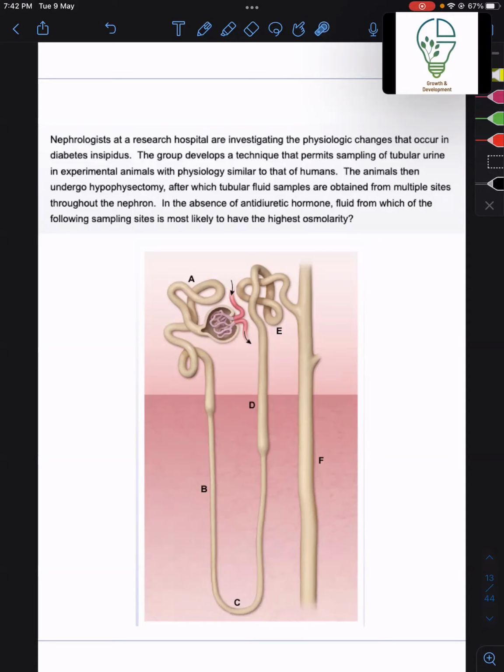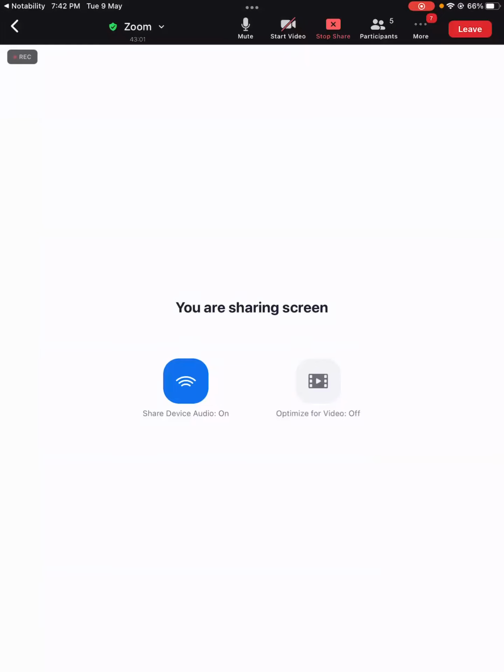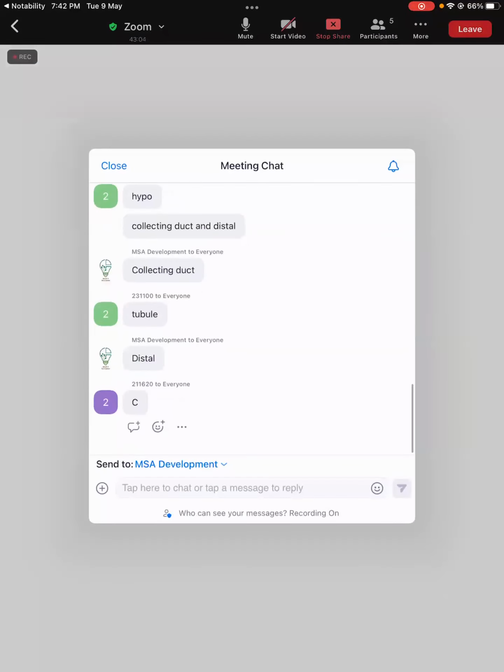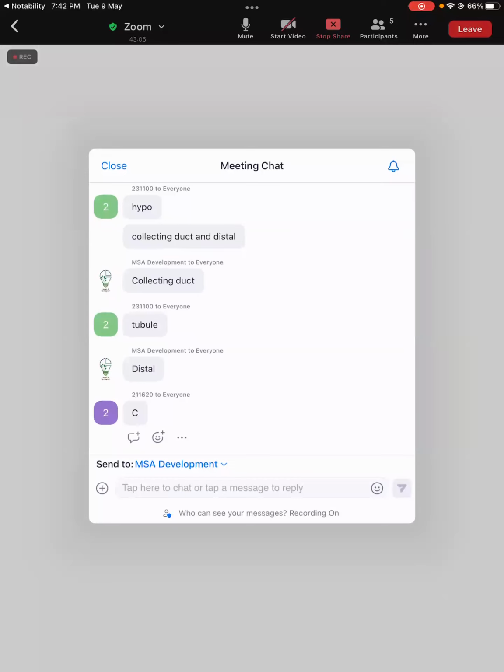In the absence of anti-diuretic hormone, fluid of which of the following sampling sites is most likely to have the highest osmolarity? So you can honestly ignore everything else, but that last sentence, absence of ADH, where is the tubular fluid going to be the most concentrated? A, B, C, or D? So A, B, C, or D, E, or F? Okay, so one answer. Does anybody else want to answer?